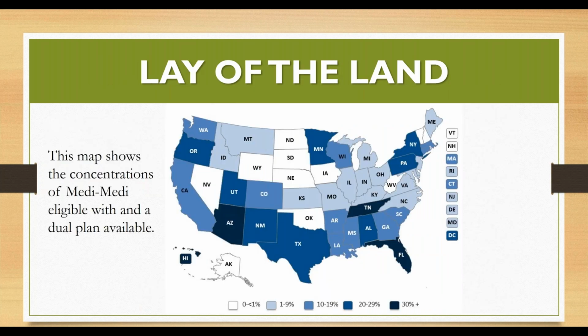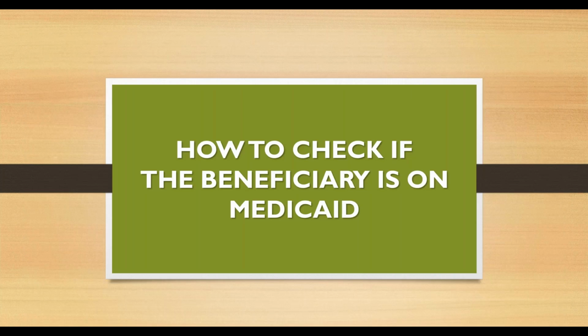I call this one kind of the lay of the land. This map shows the concentrations of the Medi-Medi eligible with a dual plan available. That's kind of just the layout there. So you can see that in some of the areas like Florida, Tennessee, and Arizona, large percentages of the population are in Medicaid and Medicare at the same time. So let's take a look at how to check if the beneficiary is on Medicaid.